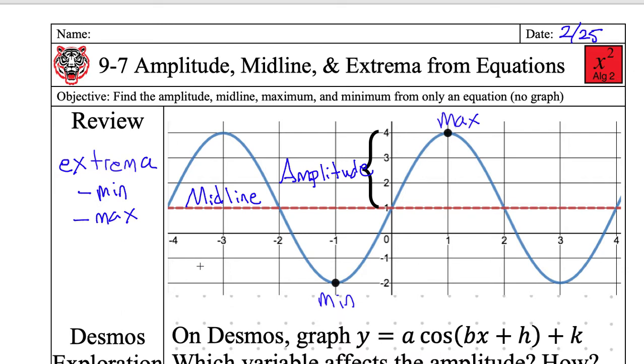And as Oscar was pointing out in the warm-up, the distance between the y-coordinate of the minimum and the y-coordinate of the maximum, this entire distance, is twice the amplitude, because the amplitude is only half, from the midline to the max, or from the midline to the minimum. The other note I would like to make is that the amplitude is always positive. So write a plus symbol or something. It's always, always going to be positive.